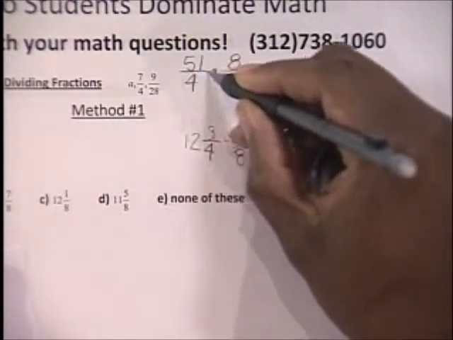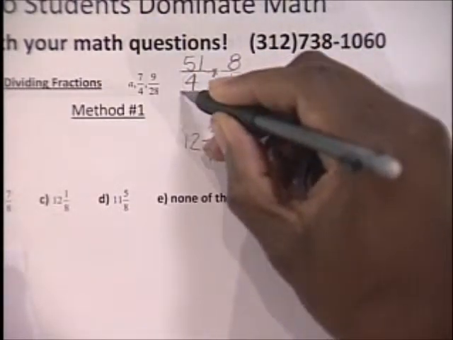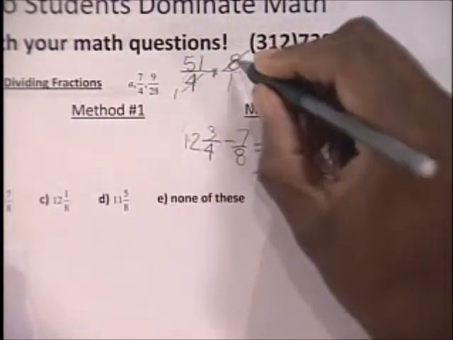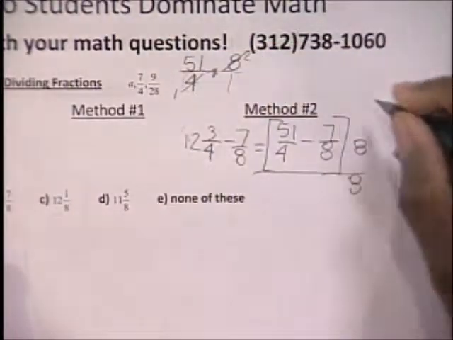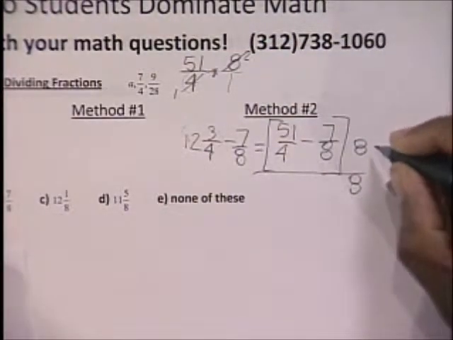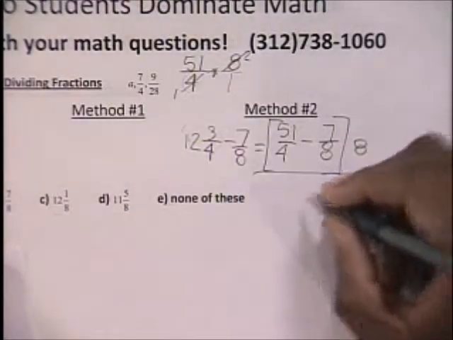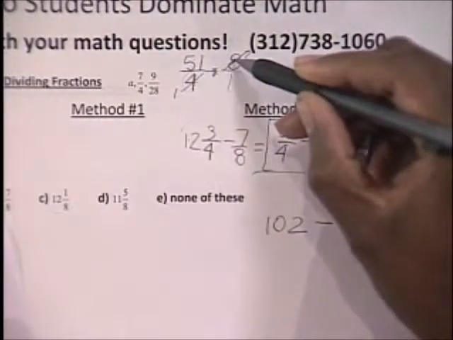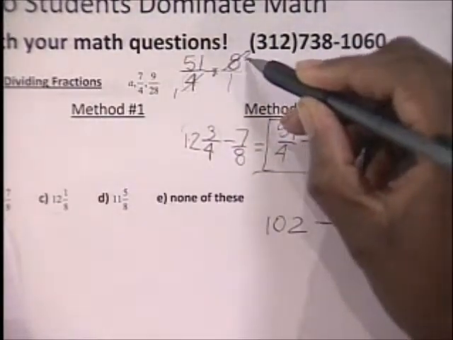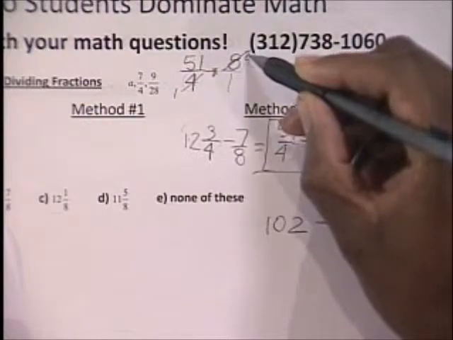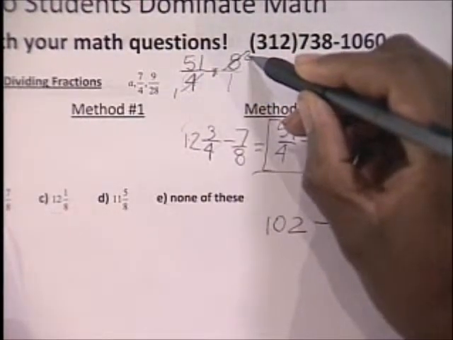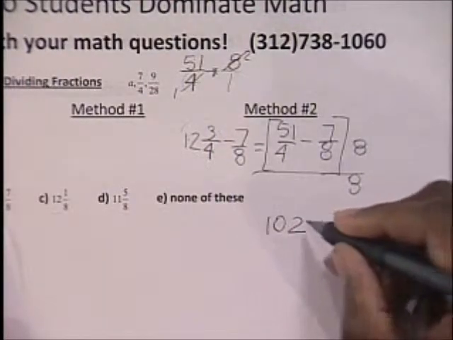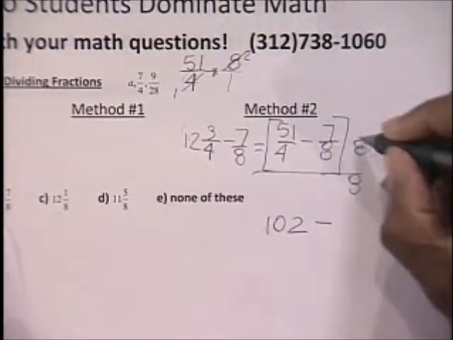And what we can do is observe that the 4 can be divided into the 8. Each of these numbers are divisible by 4, so you turn that to a 1, you turn that to a 2, and you end up with 102. We had 51 over 4 times 8. So we end up with that being a 2. 51 times 2 is 102.